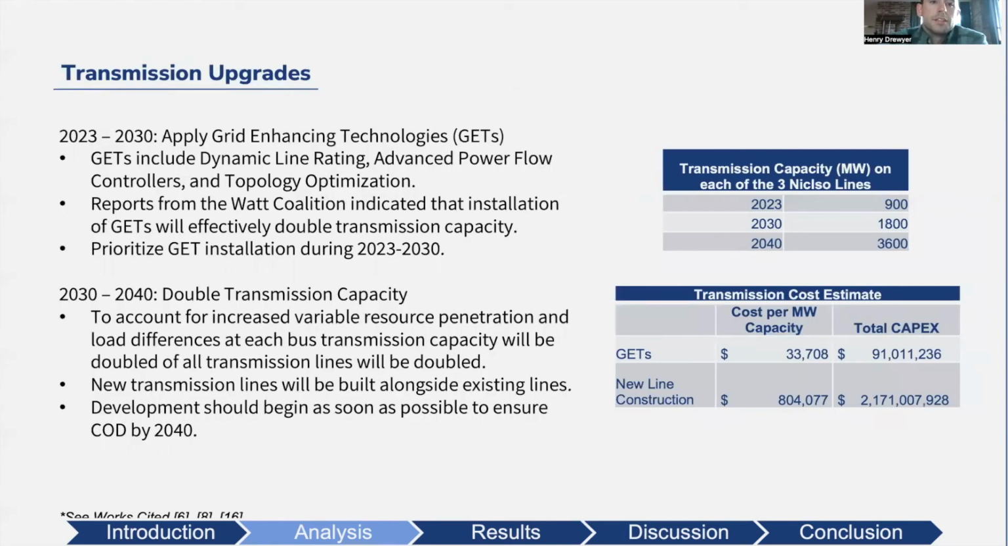We have the transmission upgrades. For the first half of the model, from 2023 to 2030, we prioritize grid enhancing technologies. But overall, the main takeaway here is that we anticipate capacity increases from 900 megawatts in 2023 to 3,600 in 2040. This will certainly help allow for the increased variable resource penetration we anticipate over the time horizon. Next slide, please.